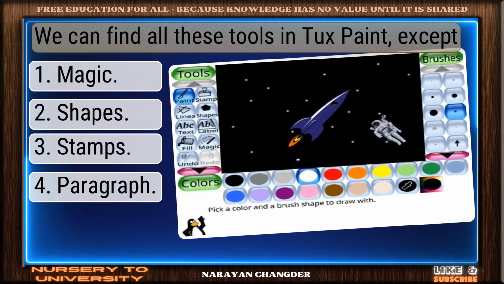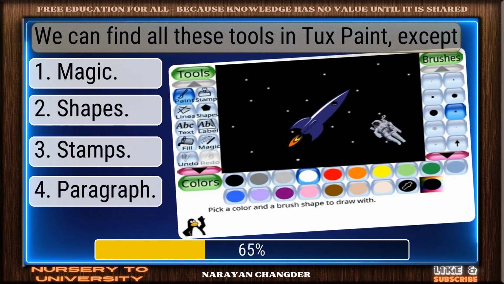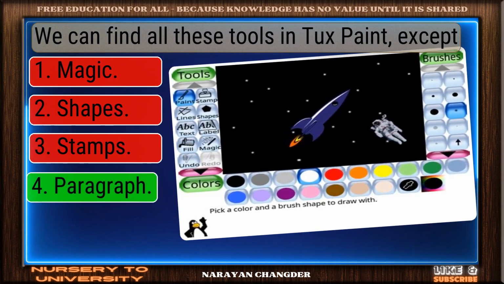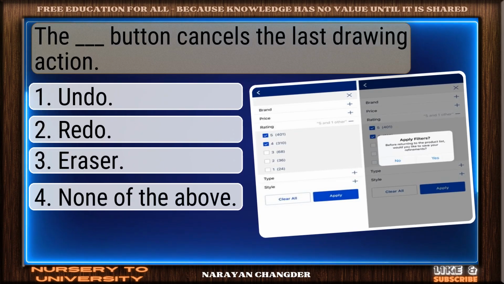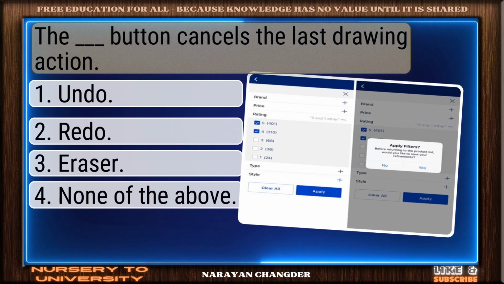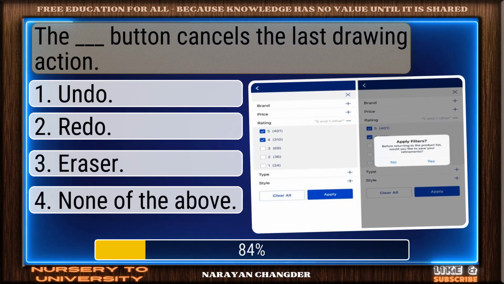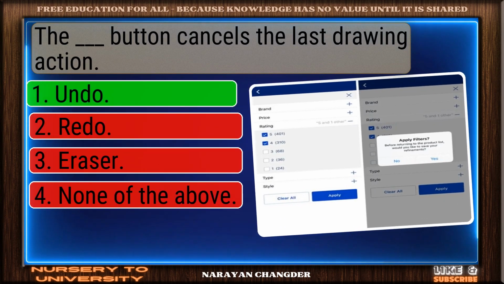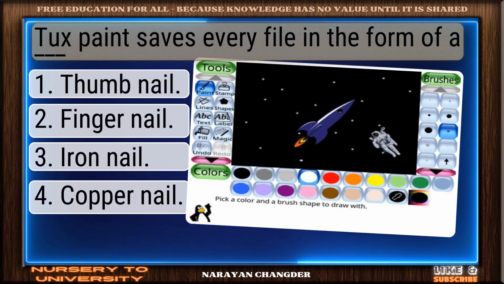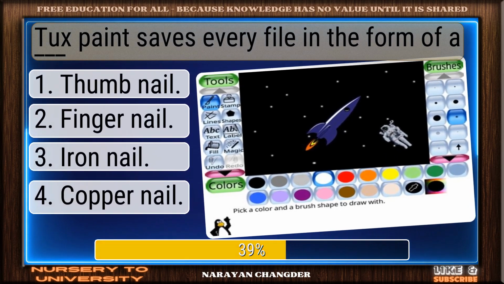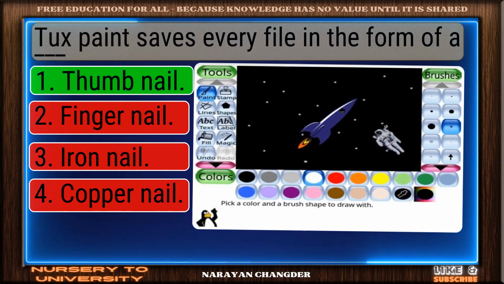We can find all these tools in Tux Paint except. Nice selection. Paragraph is correct. The dash button cancels the last drawing action. Correct. Undo is spot on. Tux Paint saves every file in the form of a dash. Good thinking. Thumbnail is right.